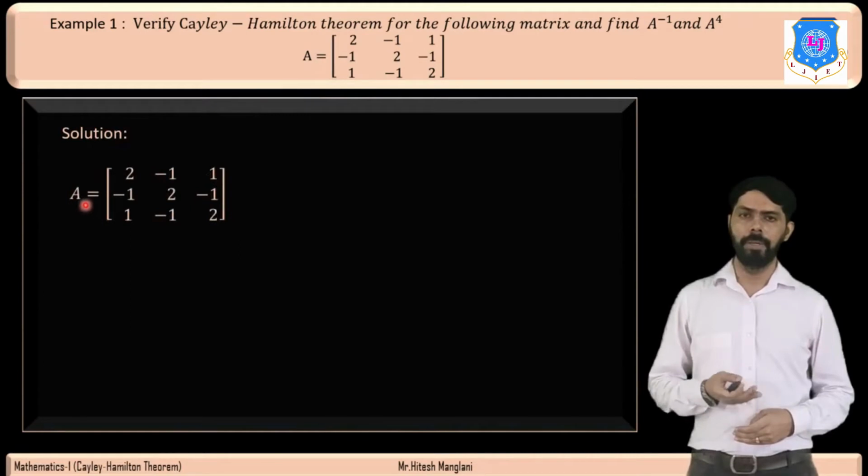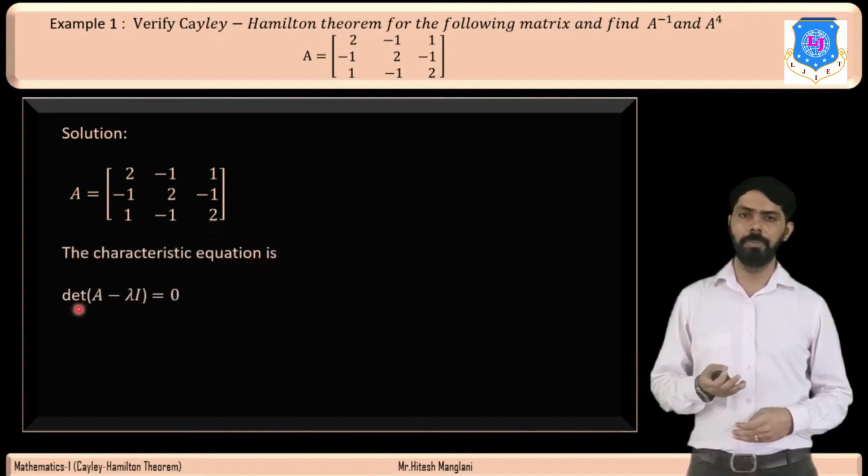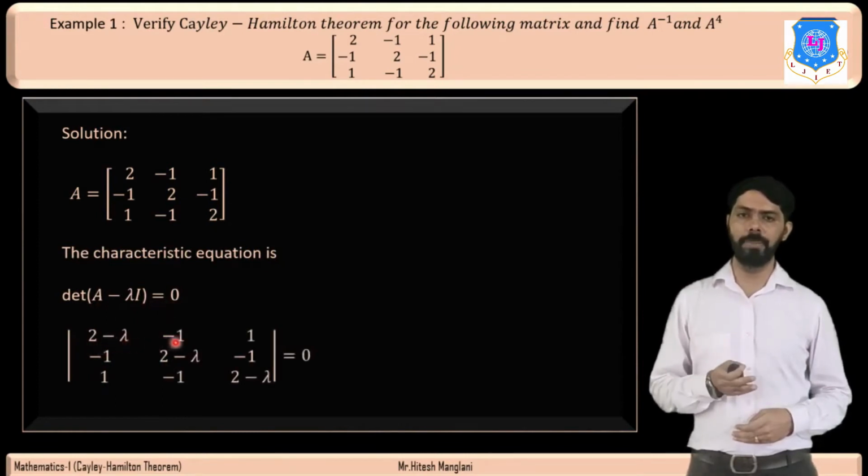So here A is equal to [2 -1 1; -1 2 -1; 1 -1 2]. The characteristic equation is given by determinant of A minus lambda I is equal to 0. So it will be the determinant of [2-lambda -1 1; -1 2-lambda -1; 1 -1 2-lambda] is equal to 0. Here we are subtracting lambda from the principal diagonal elements of A.